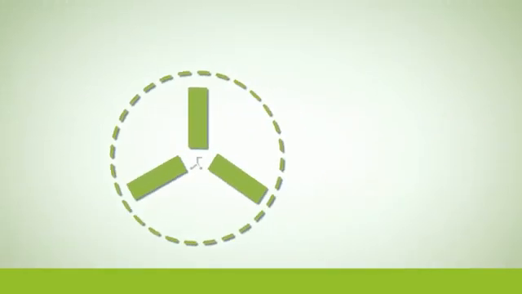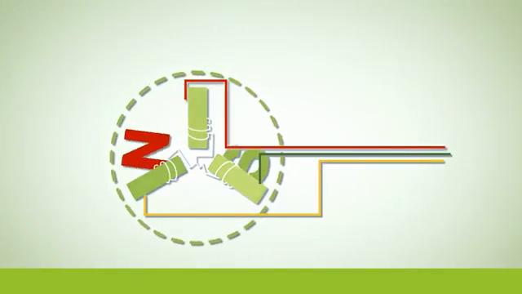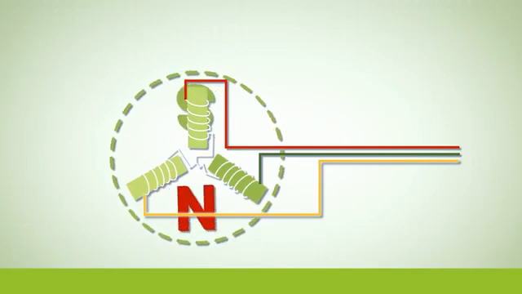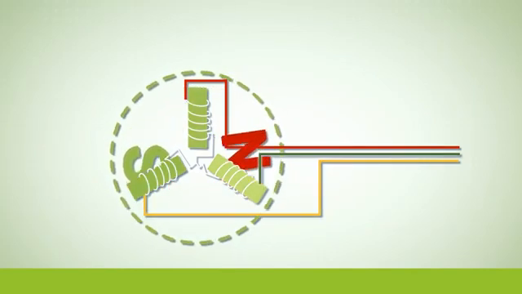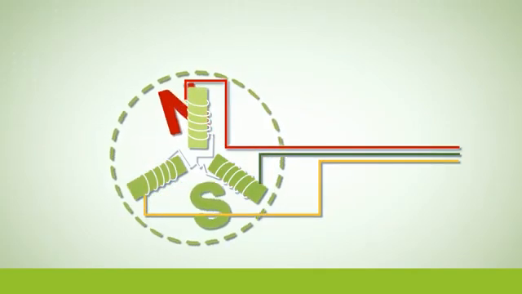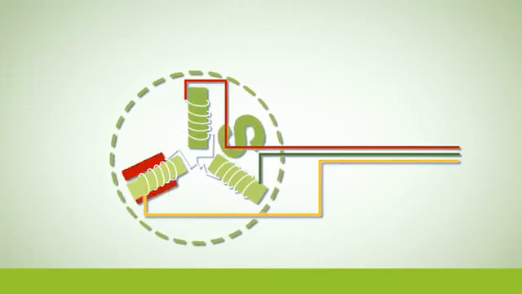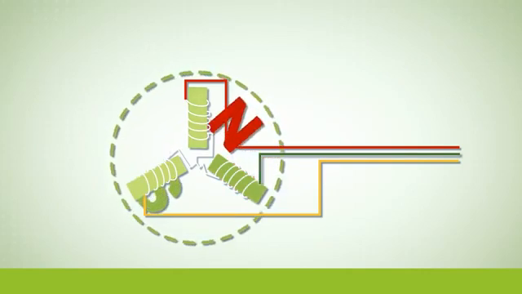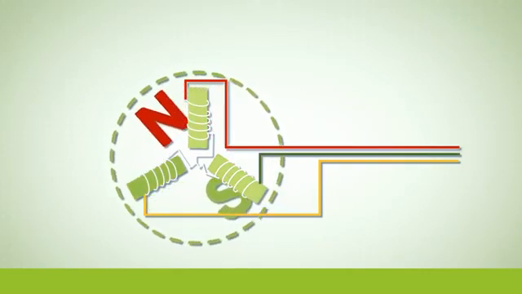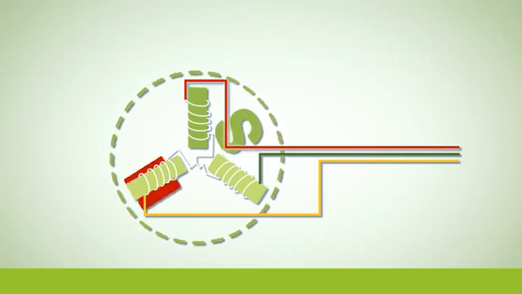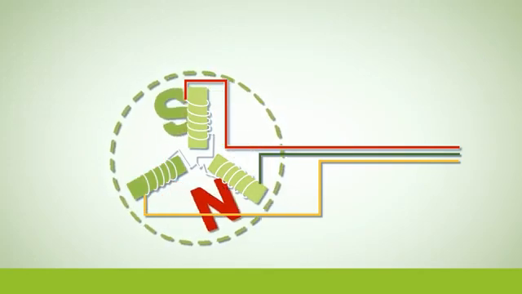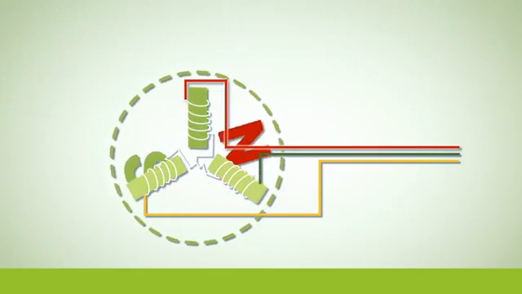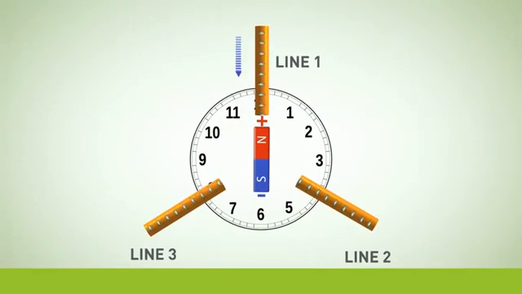If the north pole is closer to one of the three wires, then the electrons move in that direction. The closer the south pole gets to each wire, the more the electrons move away from the south pole. In each of these three lines, as the electrons are moving back and forth, they are not always moving in the same direction or speed as the other two lines. Let's look again at the example.